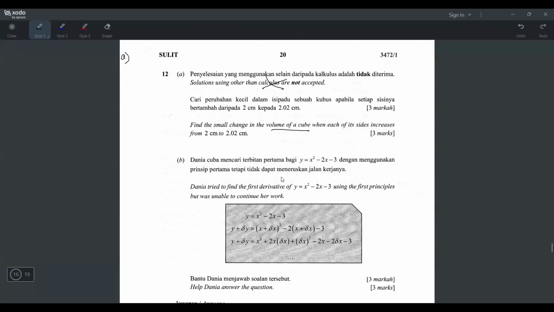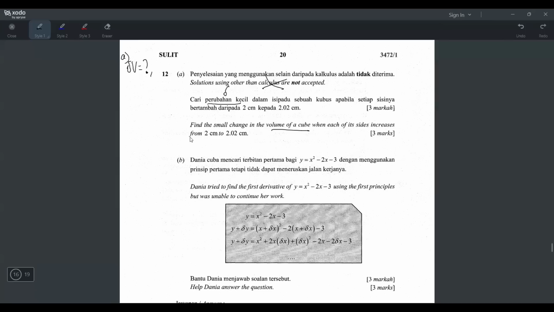Okay, this is a differentiation question and it's under small change. Dalam bahasa Melayu, perubahan kecil. And for perubahan kecil, we will use this symbol, the delta symbol. So if you want to find small change in volume of cube, it means they want to find delta V, volume. So this one is the question mark. This is the final answer.